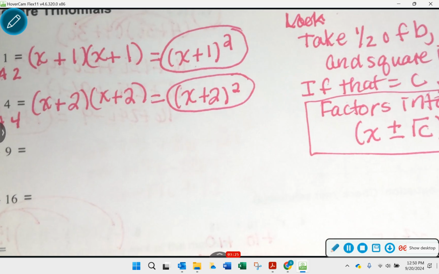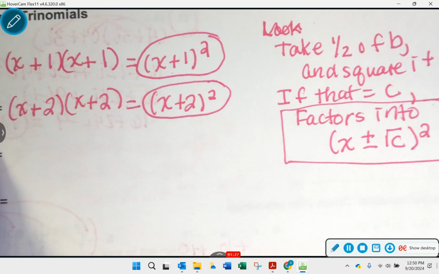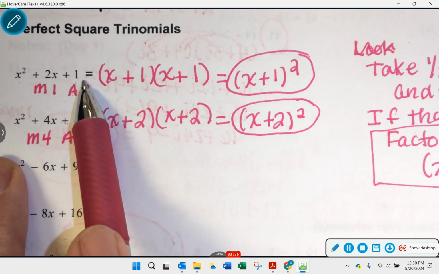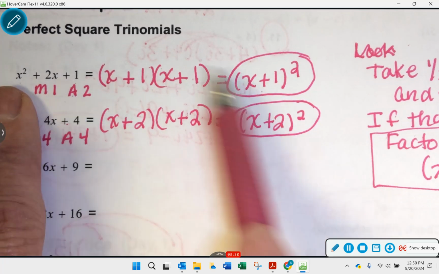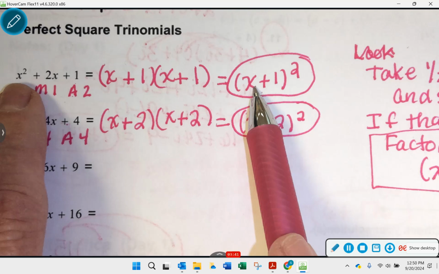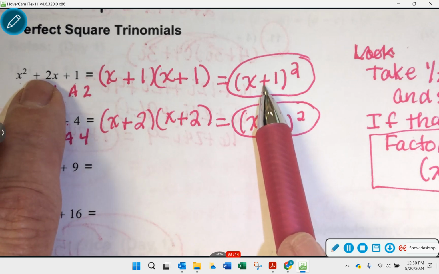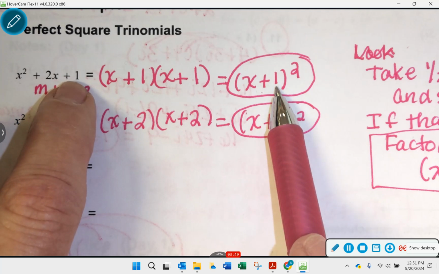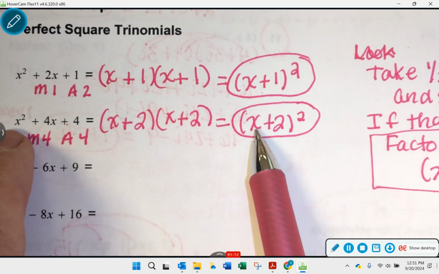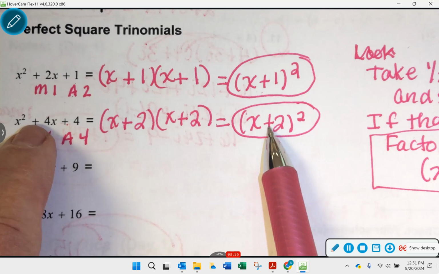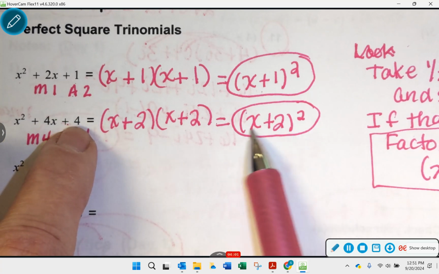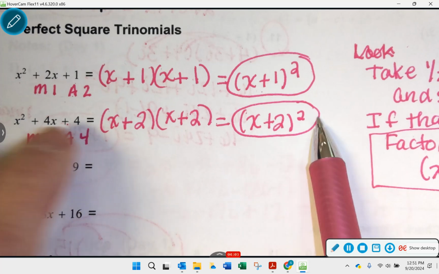What do I mean by that? Look at this. What's half of 2? Square it. 1. So that did work, right? So now the way I can go directly from here to here is I know that it's going to have to be an x. Whatever this first sign is, that's what this sign is in here. And then what's the square root of 1? 1. Okay, look at this one. This has to be an x. We use the first sign, and then what's the square root of that C value? 2, right? And so we end up with this, x plus 2 squared.